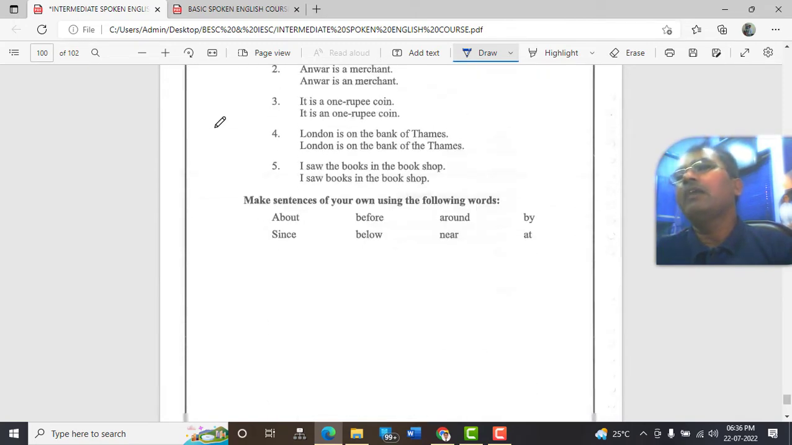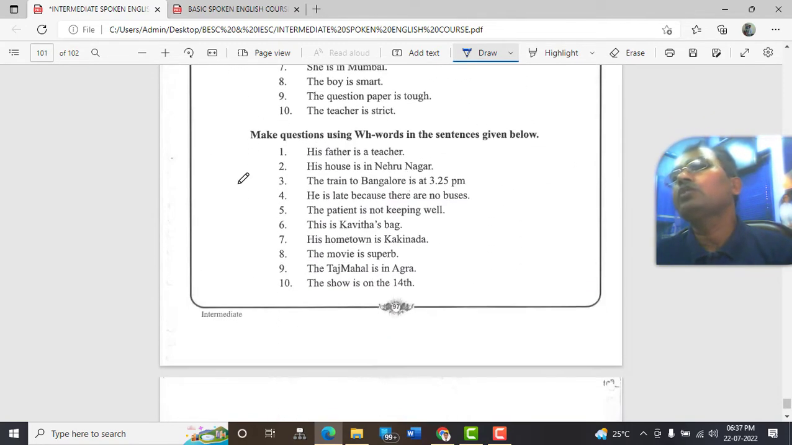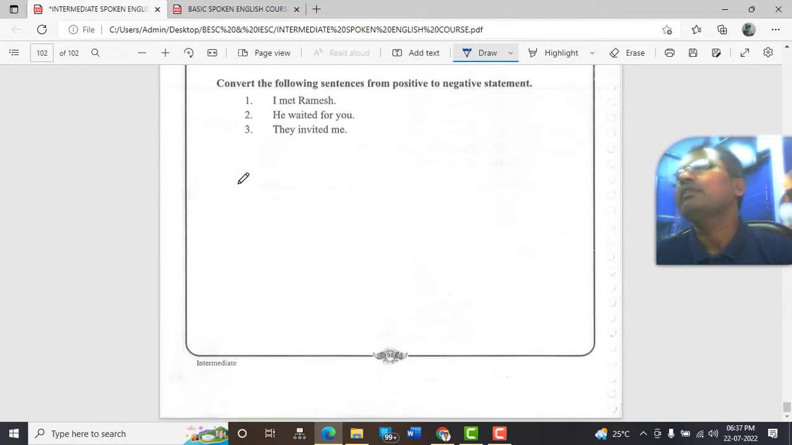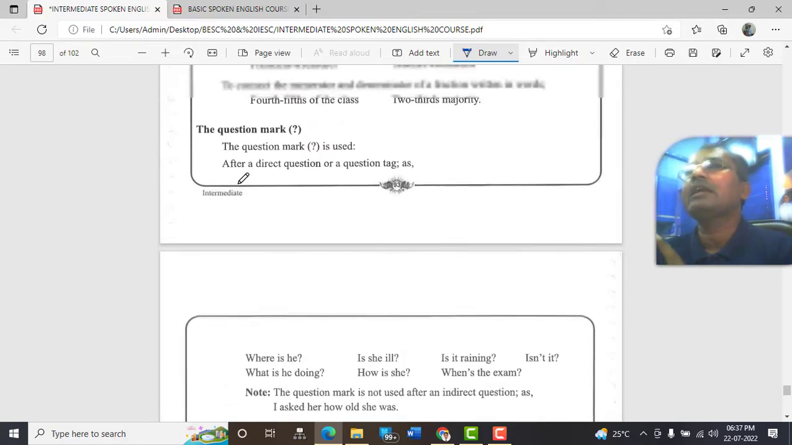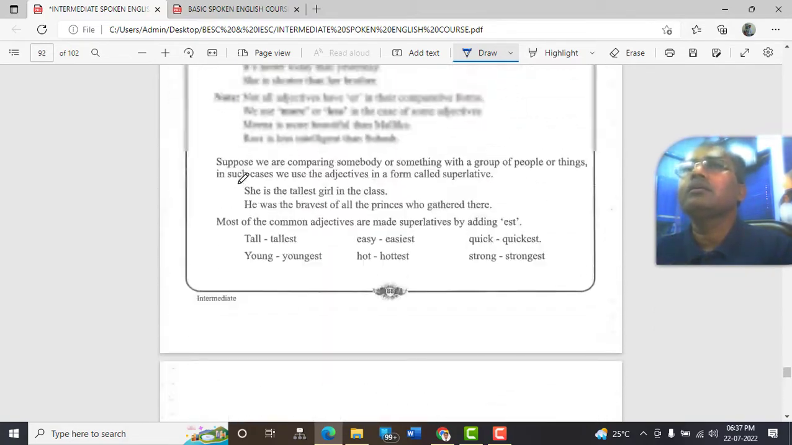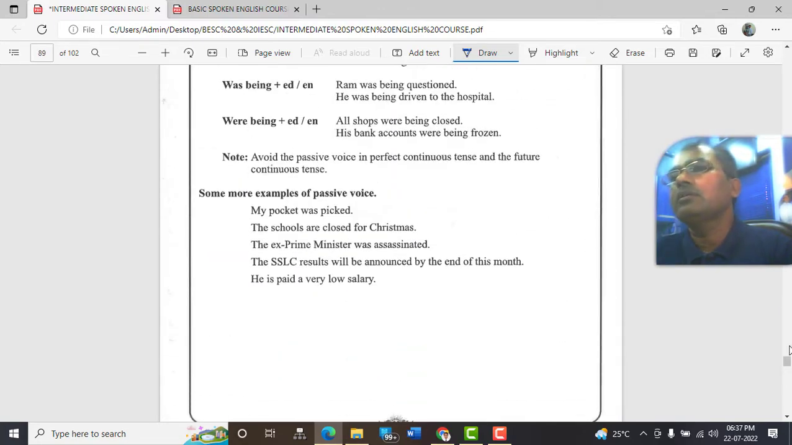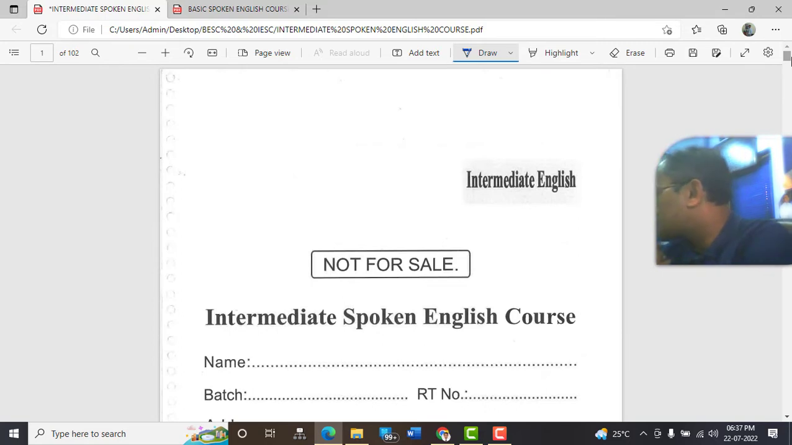And then after every lesson, there will be exercises. And after you complete these exercises, you would have completed the course. This is about the first class topics.